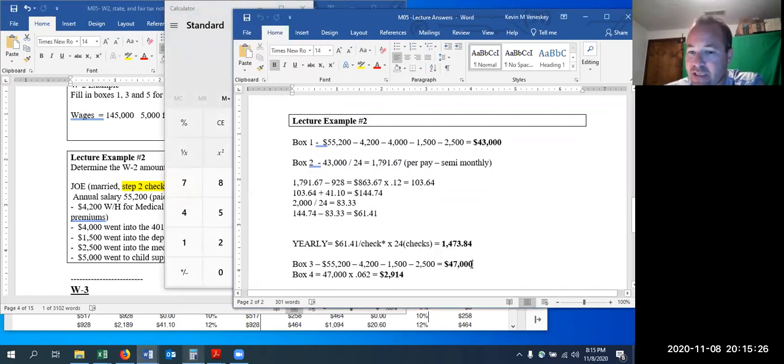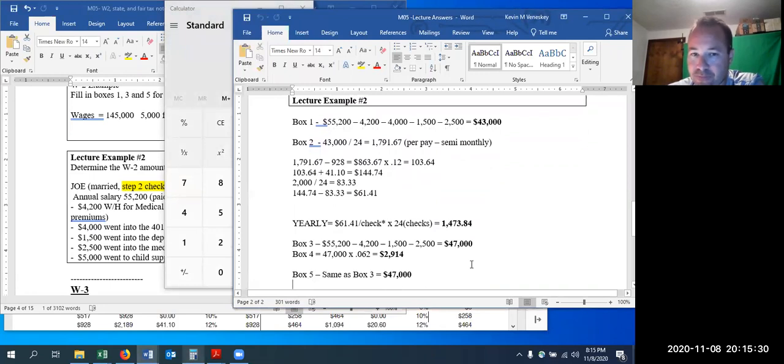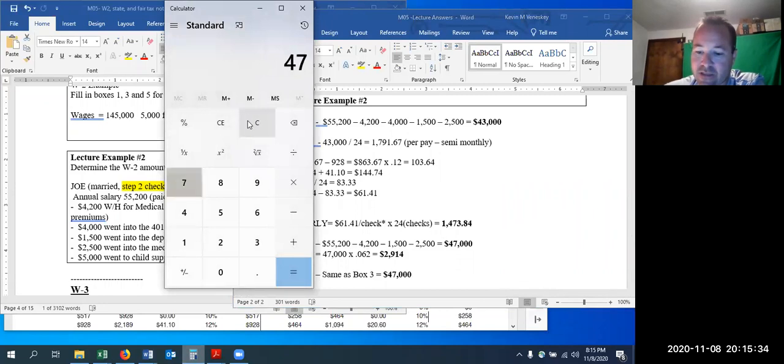Box 5, since we didn't hit the cap, is going to be the same as box 3. Box 6, just take the 47,000 times 0.0145. Of course, you would need to verify. I'm putting these in because we can't see all 24 pays. The employer would verify that this much was really taken out of his paycheck, $681.50.